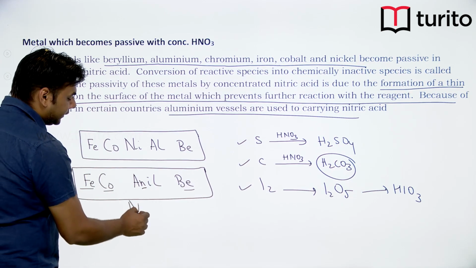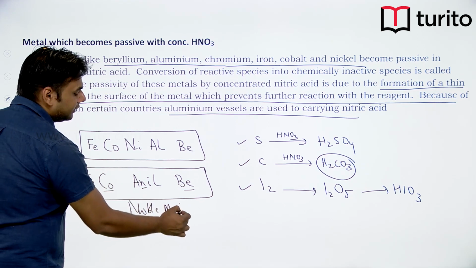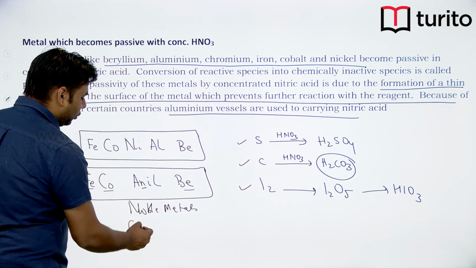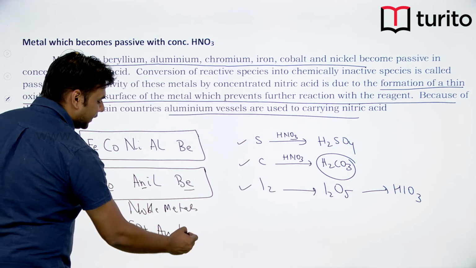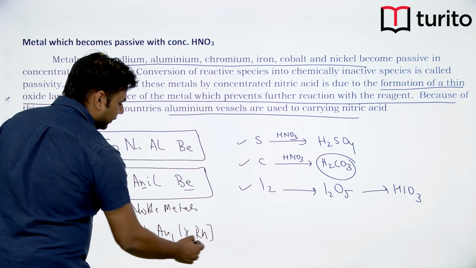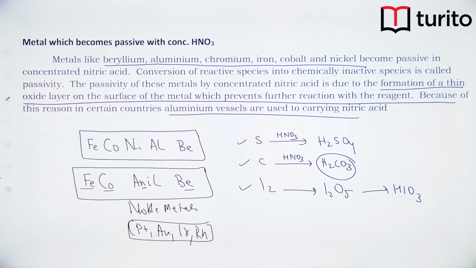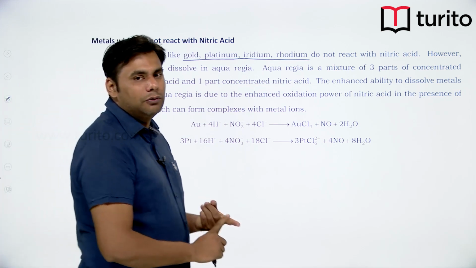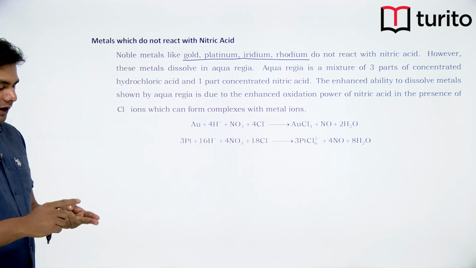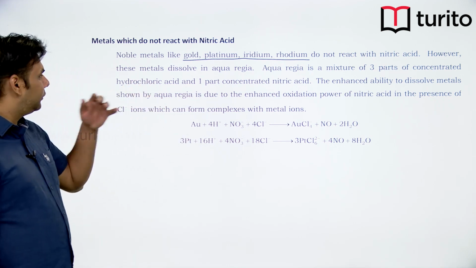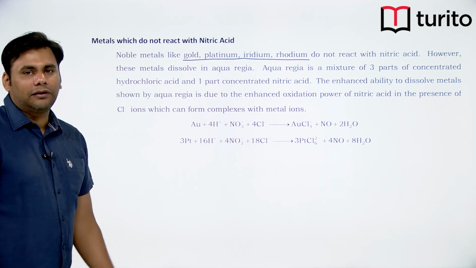Even all the noble metals, like platinum, gold, and iridium, do not react with HNO3. Even rhodium is considered a noble metal because it is used in jewelry. So they are not reactive with HNO3 and they are passive. So FeCO anil biscuit: iron, cobalt, nickel, aluminum and beryllium. Noble metals like platinum, gold, rhodium, iridium. Rhodium and iridium are used in jewelry, so they are also in the noble metal category. They do not react with nitric acid.